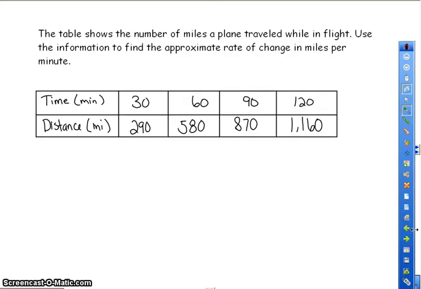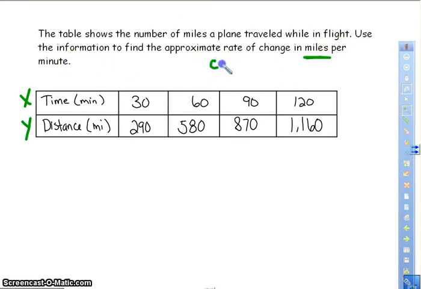Okay, so the table shows the number of miles a plane traveled while in flight. Use the information to find the approximate rate of change in miles per minute. So miles is going to be on the top, per minute is on the bottom. So we're going to say this is our x and this is our y. Miles on the top, per minute.